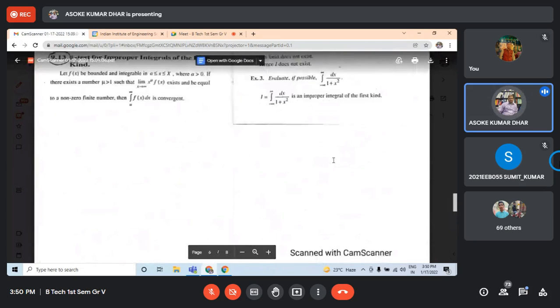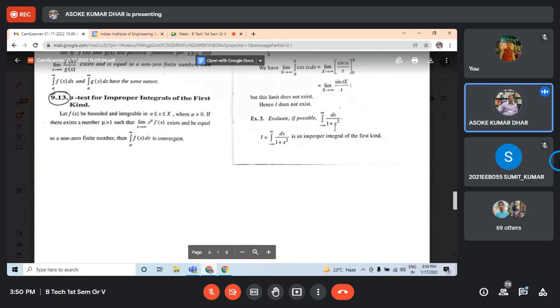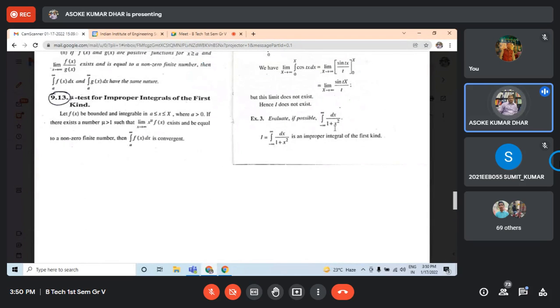Actually, you have studied this type of integration in higher secondary, but remember that it is improper integration, not proper integration, since the range is infinite.